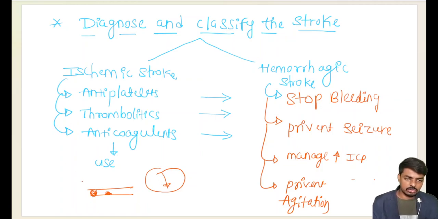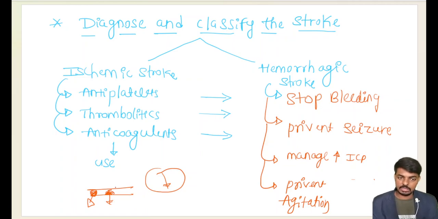So in the ischemic stroke, where we need to break down this thrombus, we will use thrombolytics. We need to dissolve this one also, so we will use the thrombolytics. And in order to prevent the further accumulation of platelets and further formation of thrombus, we will give the antiplatelets.